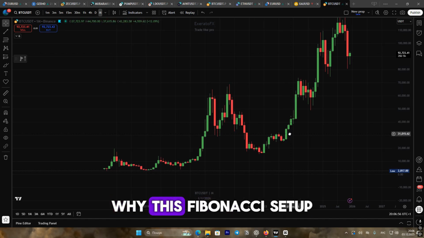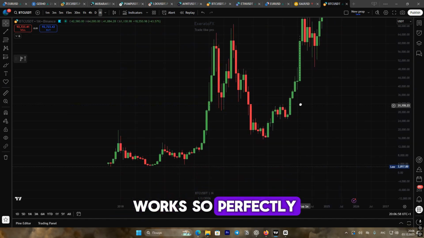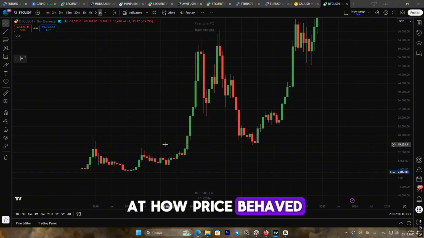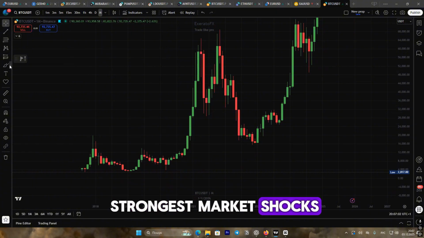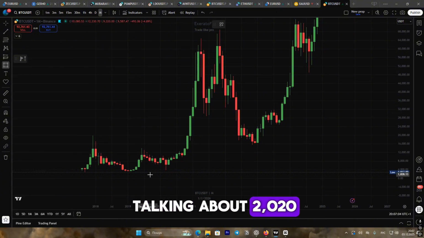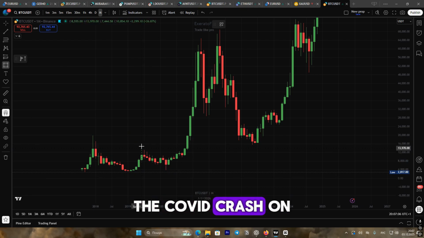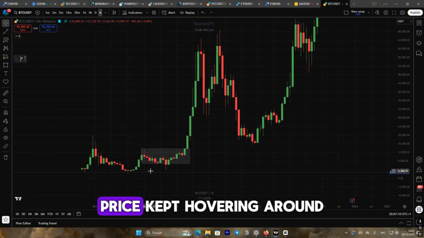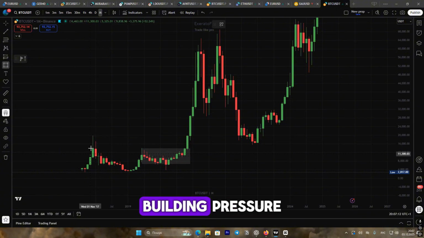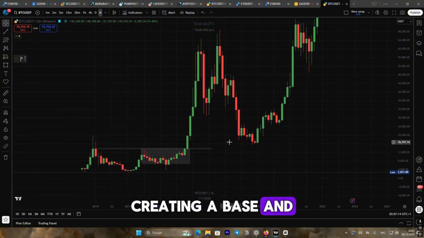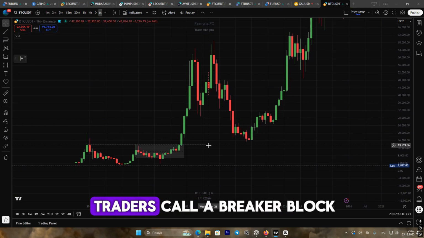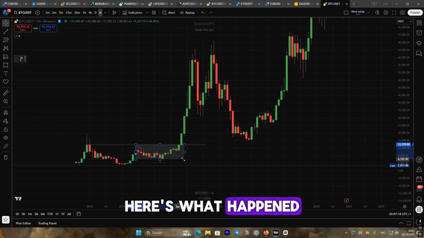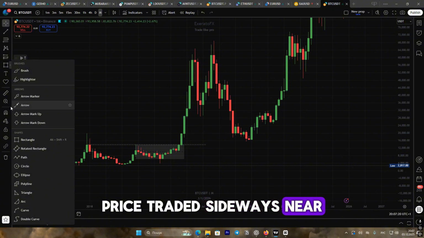To understand why this Fibonacci setup works so perfectly, we need to look at how price behaved during one of the strongest market shocks in recent history. I'm talking about 2020, the COVID crash. On the monthly time frame, Bitcoin formed a massive accumulation zone. Price kept hovering around the same level, building pressure, creating a base. And from that structure, we got what many traders call a breaker block.